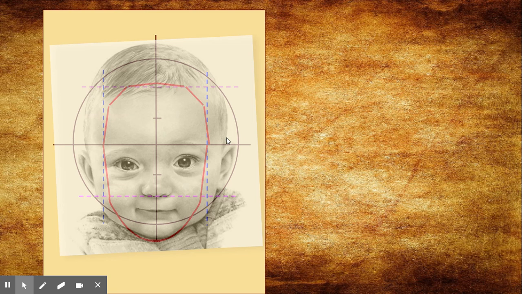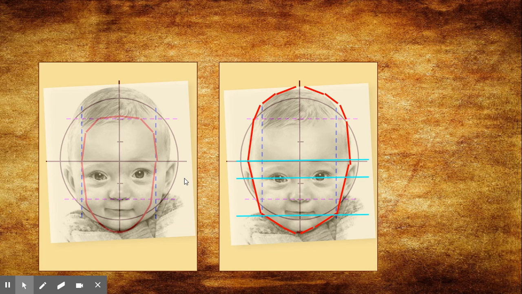Baby ears also. They start at the brow line, come down to the nose, more or less like an adult, but they're typically smaller. Las orejas son más pequeñas normalmente. So let's take a look. Where the man stops here, el bebé mucho más alto. It goes way more up.